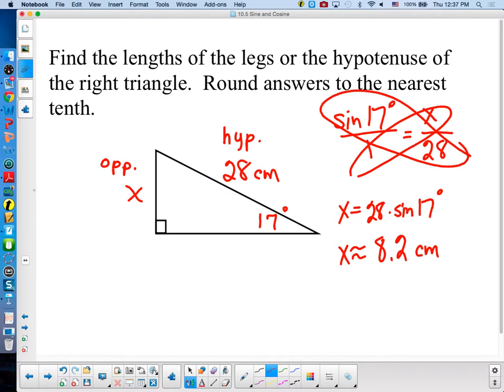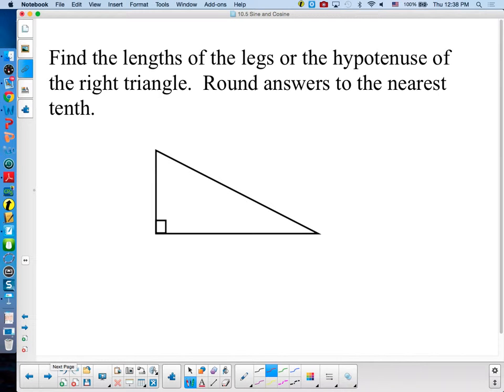Okay, let's change the problem. Let's say this angle we know is 70 degrees. Let's still put the x there, and let's still keep 28 centimeters for the hypotenuse. Let's decide if we would use sine, cosine, or tangent. Which side are we looking for? Adjacent is what we're looking for if we use the 70. And which side do we know? Hypotenuse. So adjacent and hypotenuse. Cosine this time.